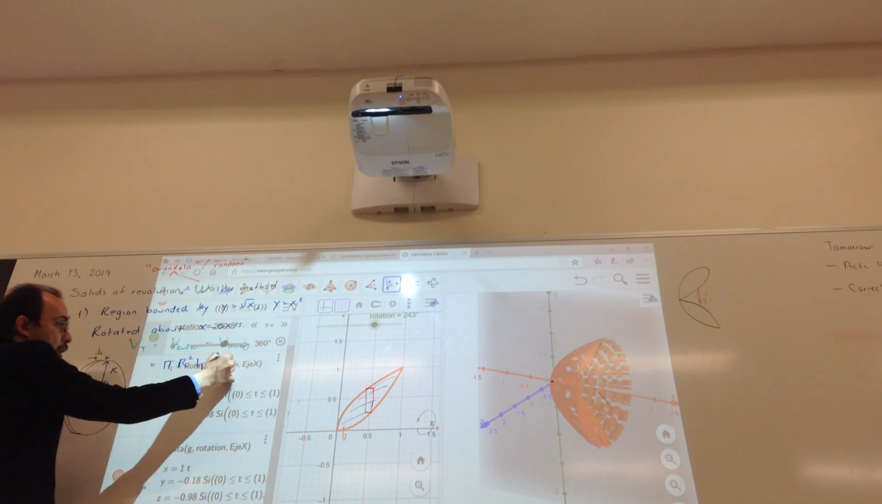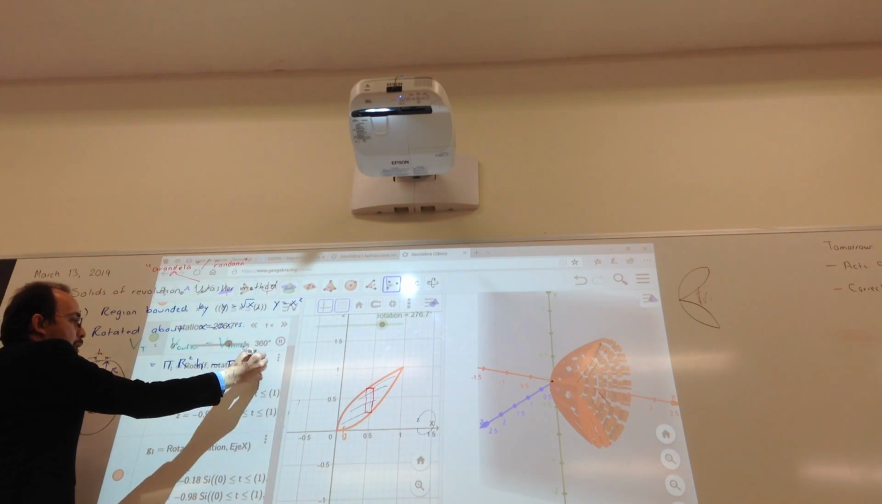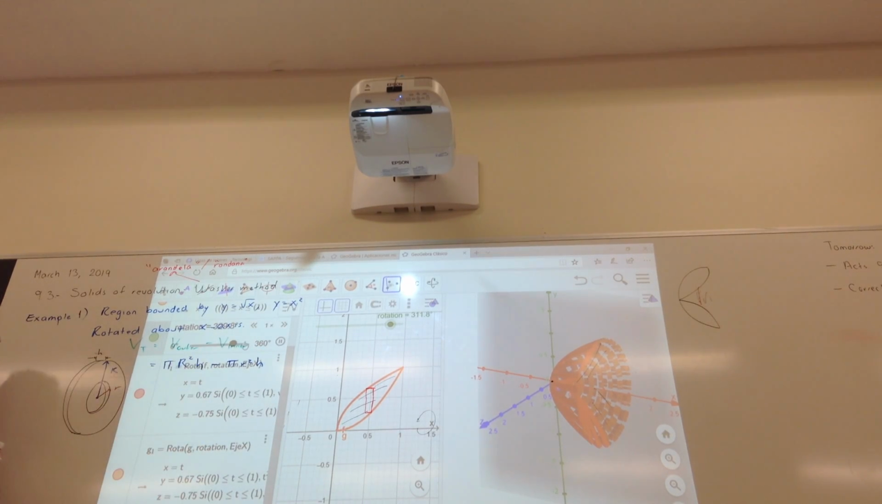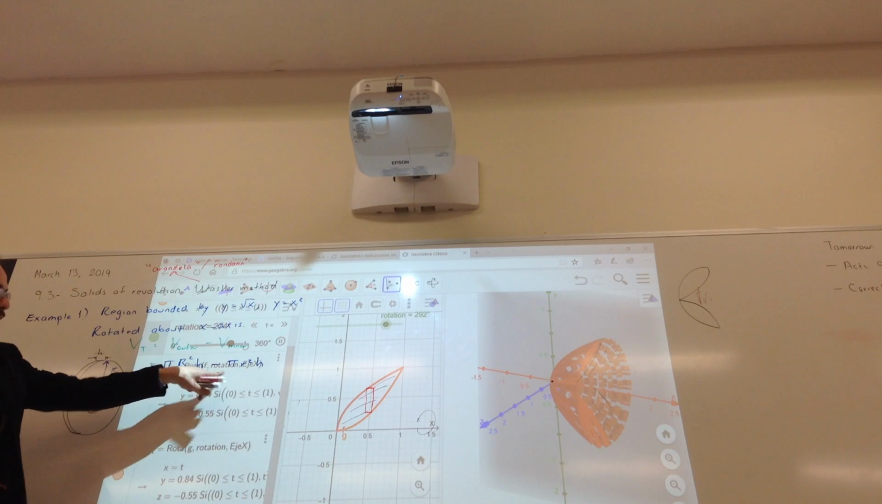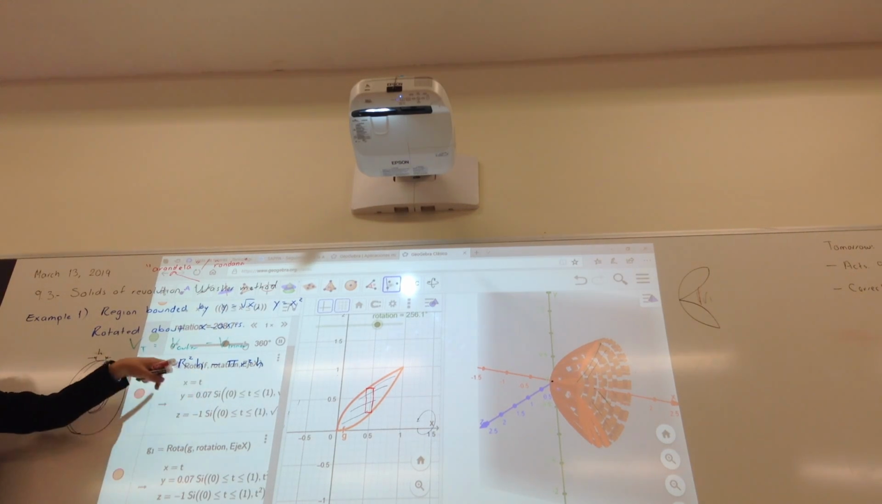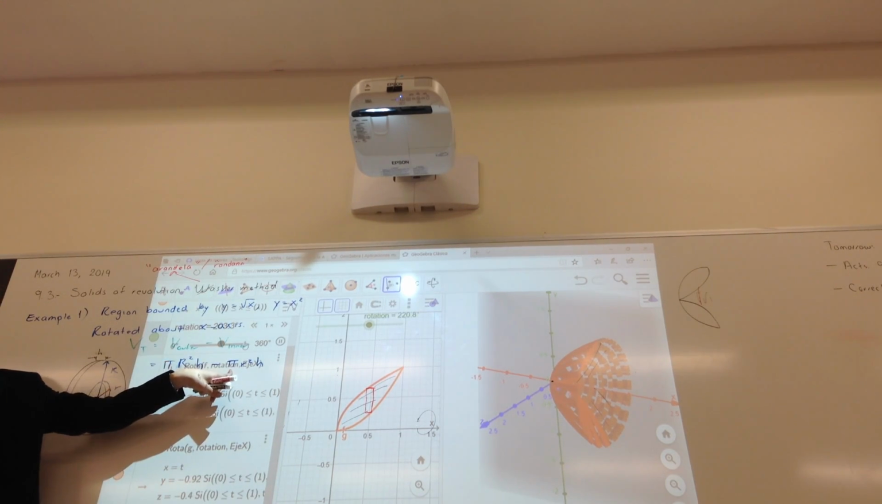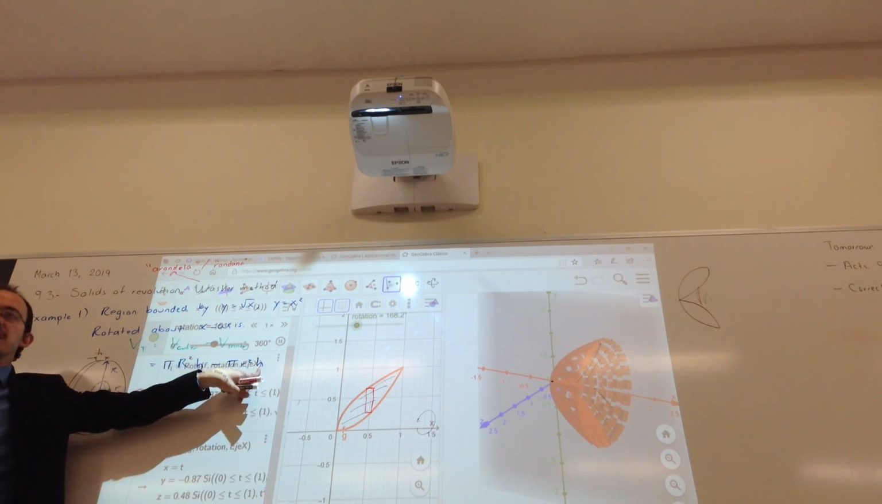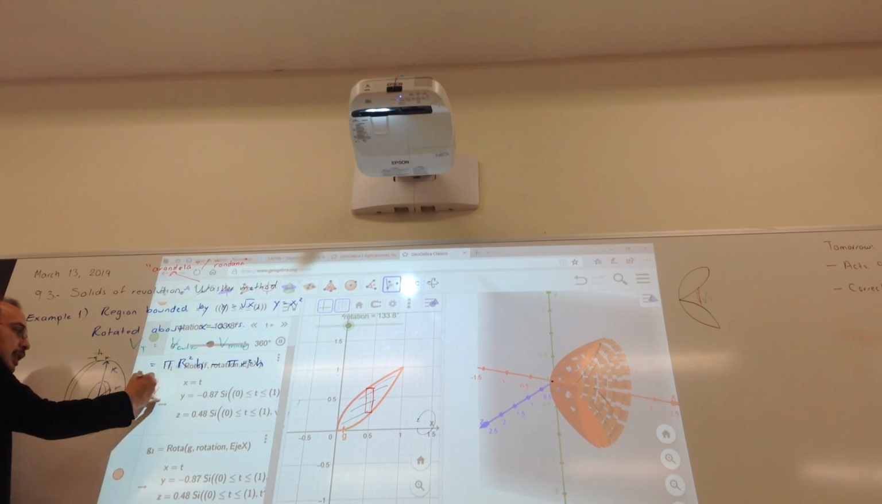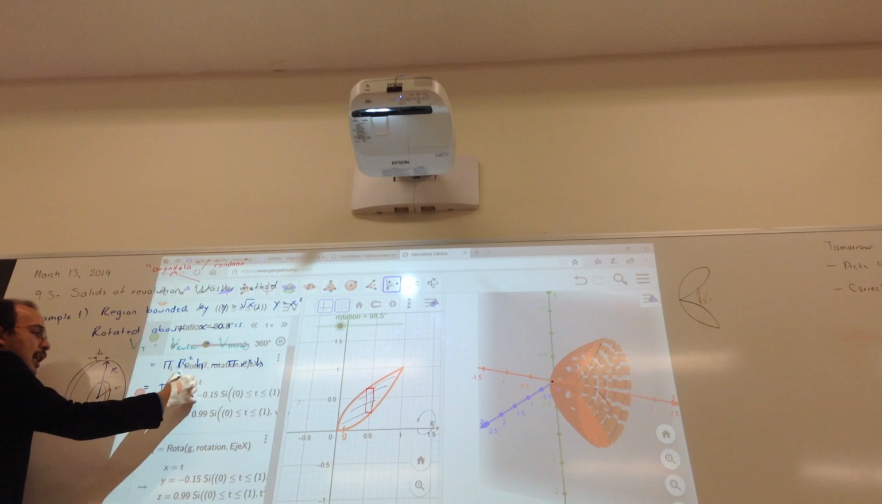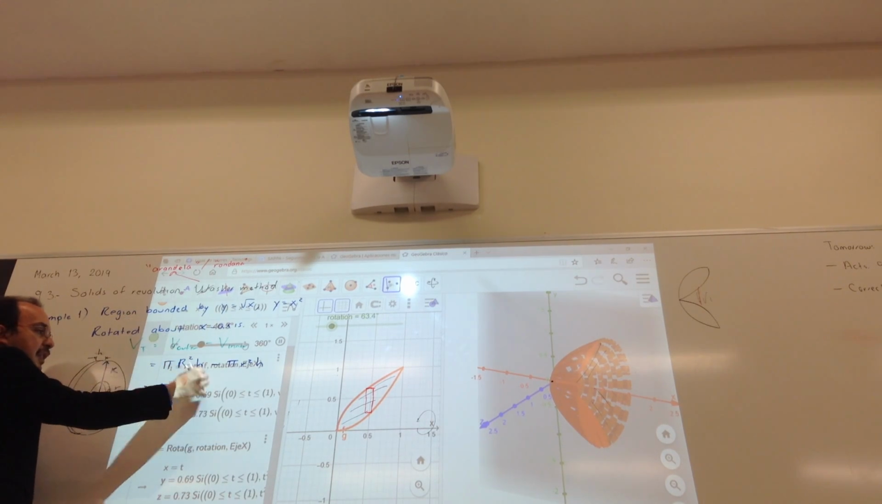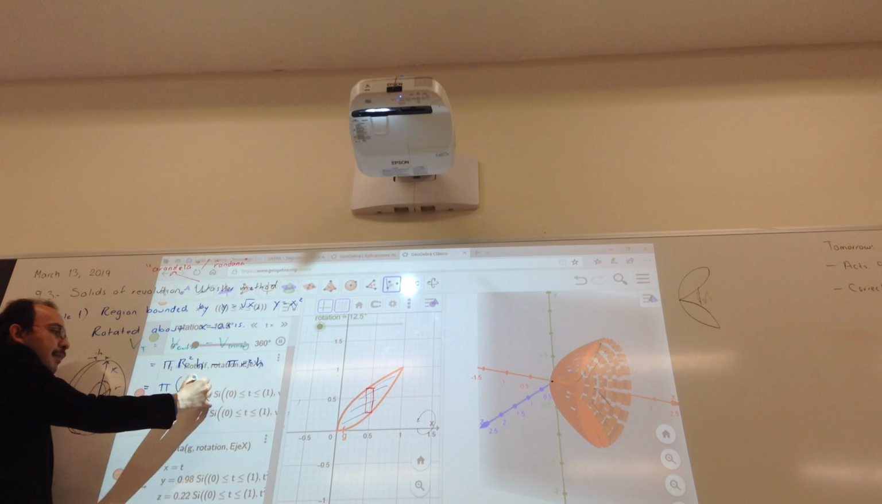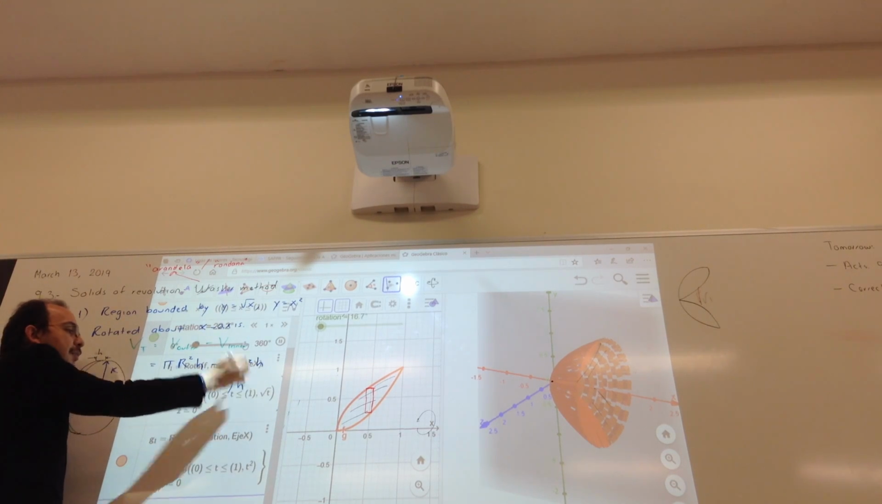Minus pi times r squared, the small one, times the h, which is the height of the washer. Can you simplify that expression? Yeah, because pi here, you can factorize that. H here can also be factorized. So at the end it's going to be pi times capital R, which is the largest radius, minus the smaller radius, times the height.